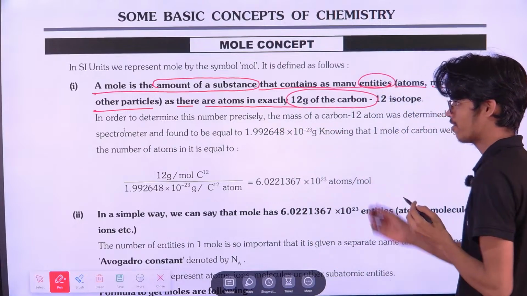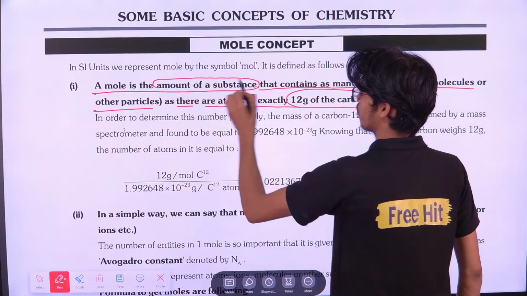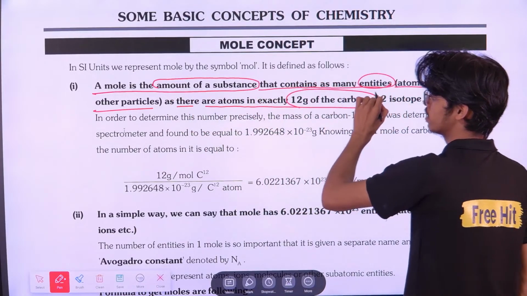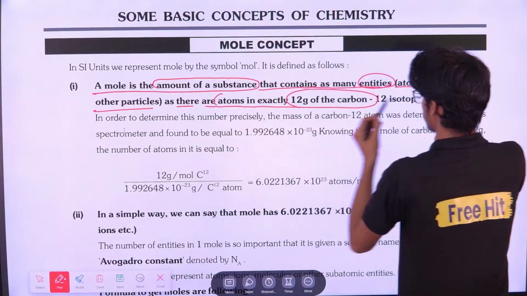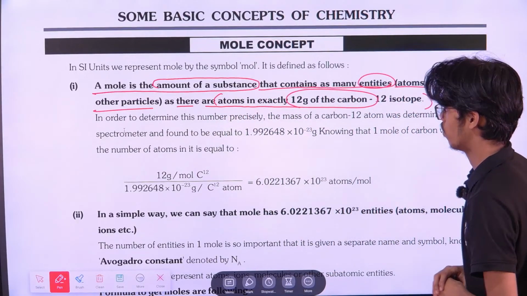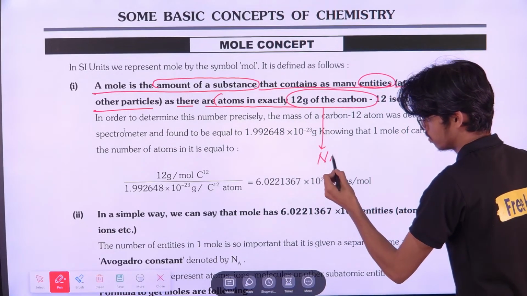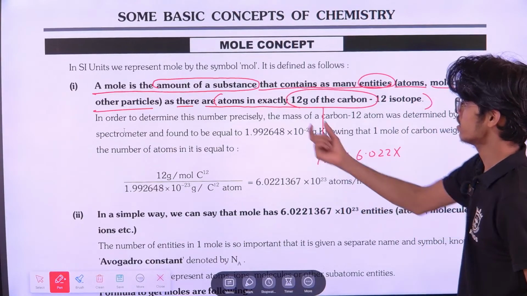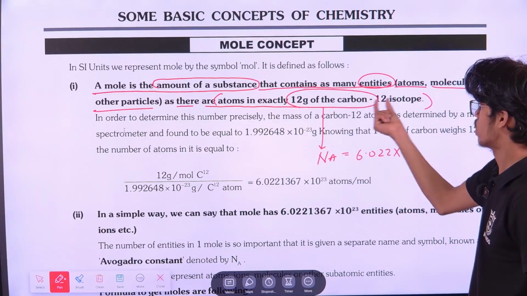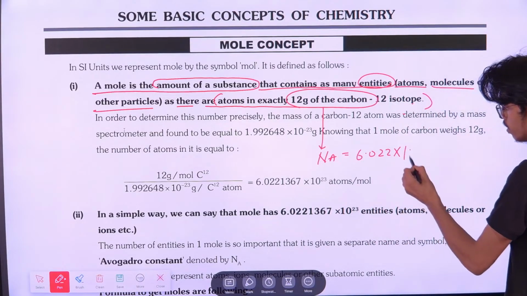Now the definition is a bit off here. It is saying the number of particles in a cluster is the same as the number of particles in this thing. The number of particles in this thing is actually N_A itself. The number of particles in 12 gram of carbon-12 isotope is this much. Got it?